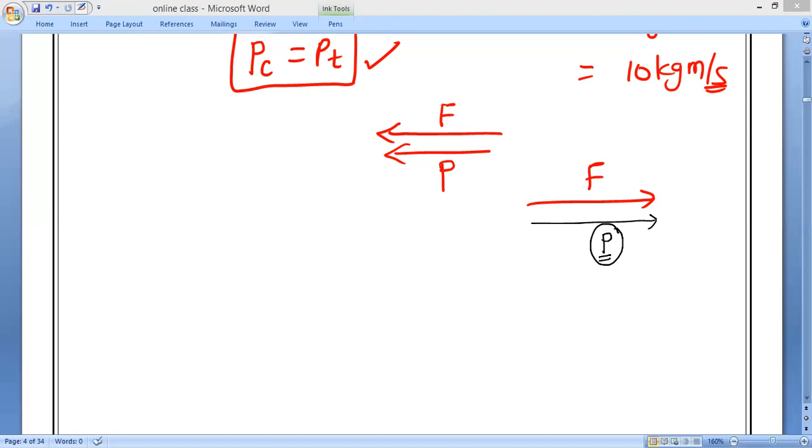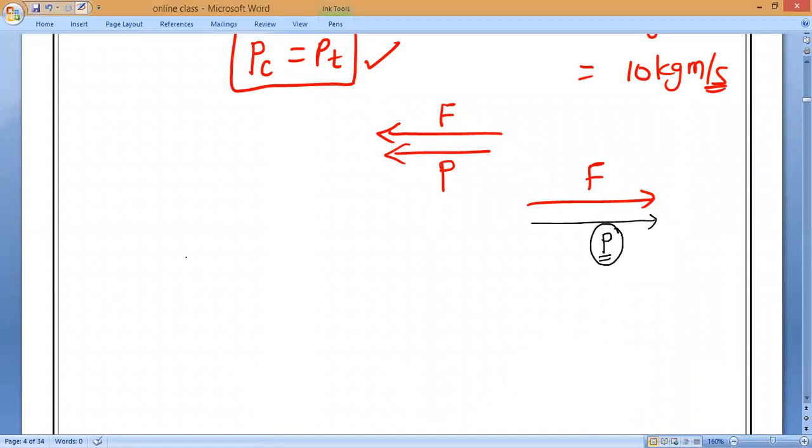Directly proportional to whom? Applied force, sir. Applied force, very good. Directly proportional to the applied force, and it takes place in which direction? Takes place in the direction in which the force acts. Is it okay, guys? That is what you have to remember.